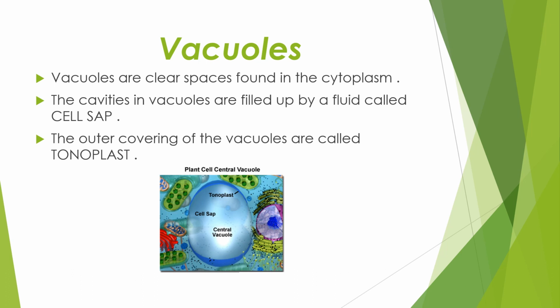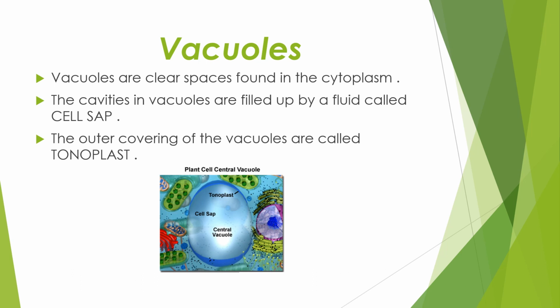Vacuole is a cell inclusion, that is a non-living part of the cytoplasmic matrix. Vacuole is a membrane bound space that is found in the cytoplasm. It contains water, sap, excretory product, and other materials which are not useful for the cell. The vacuole is bound by a single membrane which is called a tonoplast. In plants, see, the small picture is also given. Vacuoles are the clear spaces found in the cytoplasm. The cavities in the vacuoles are filled by a fluid which is called cell sap.